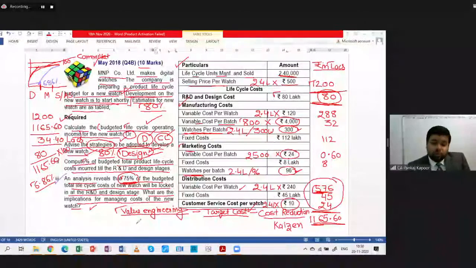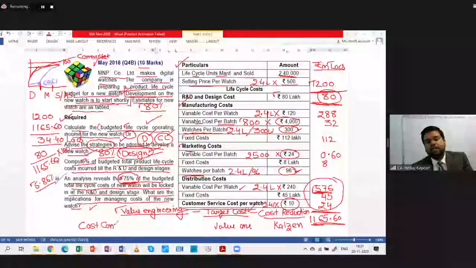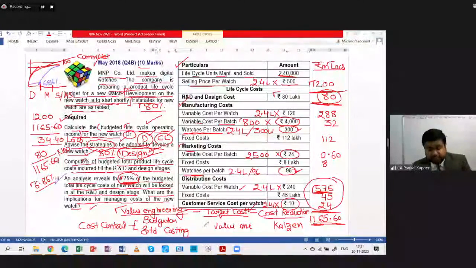But you must write, once we develop the product, we ensure that all the features are in the product. Then we can use, no doubt, Kaizen and value analysis. But apart from that, we must also use cost control techniques. And the cost control techniques are majorly budgetary control and standard costing. So there are some new things which I just added.